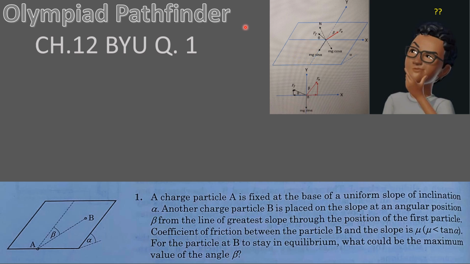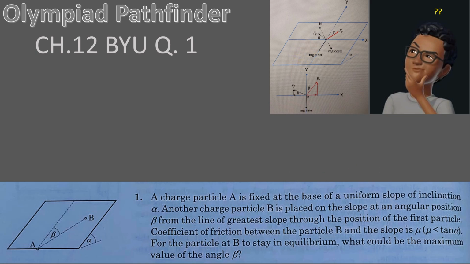This question is from Olympiad Pathfinder, Chapter 12, Build Your Understanding, question number 1. The question is: a charged particle A is fixed at the base of a uniform slope of inclination alpha. Another charged particle B is placed on the slope at an angular position beta from the line of greatest slope through the position of the first particle. The coefficient of friction between the particle and the slope is mu, which is less than tan alpha. For the particle at B to stay in equilibrium, what could be the maximum value of the angle beta?